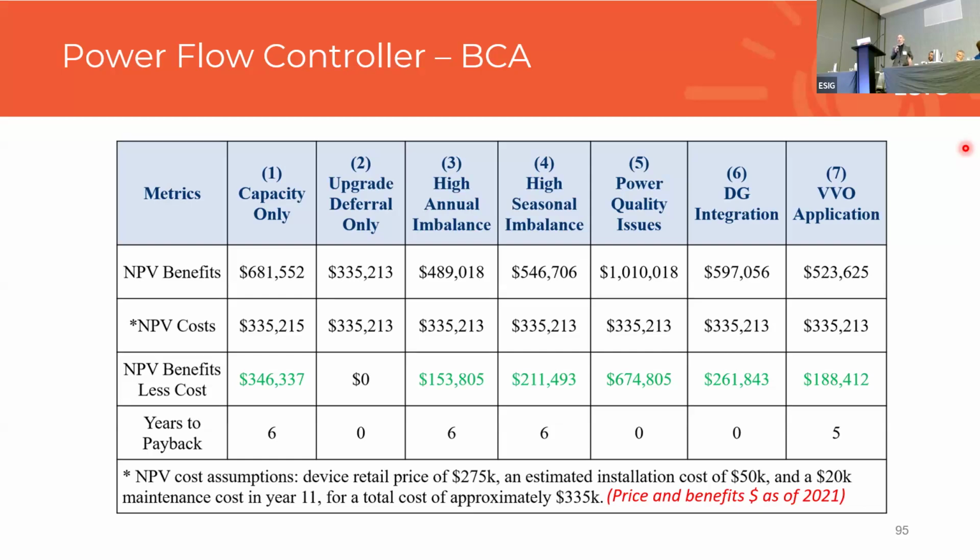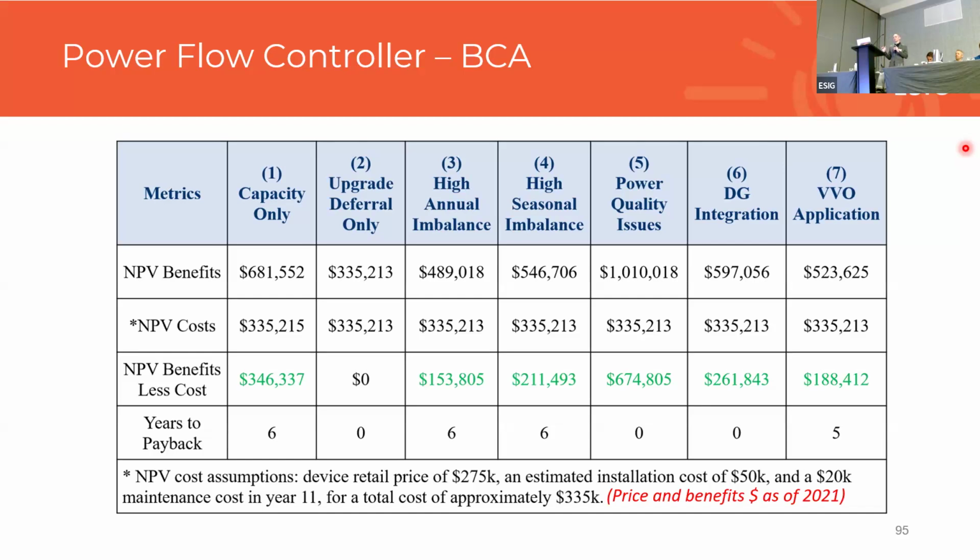They worked out how much value would be assigned to each of these categories. So capacity, upgrade deferral, that's essentially capacity unlocked above what was in the original system. Upgrade deferral, high annual imbalance, high seasonal imbalance. So that might be things like having to roll out trucks to recap circuits multiple times, seasonally during a year, in order to resolve the imbalance conditions that were moving throughout those years. Resolving power quality issues, DG integration, or volt bar optimization applications.